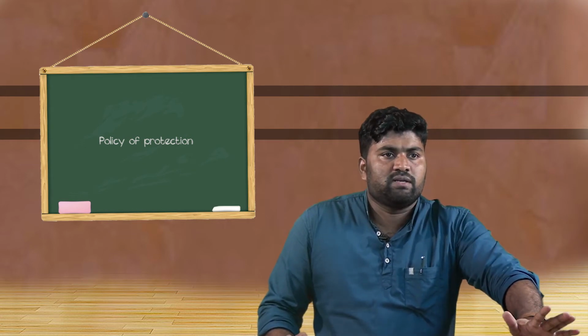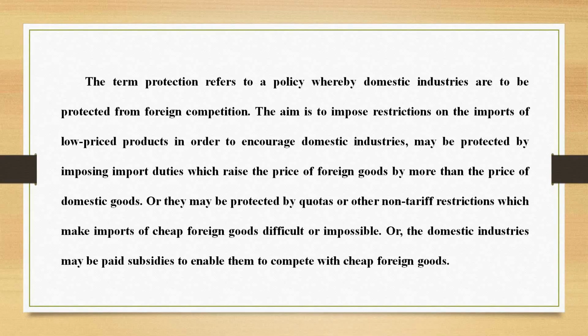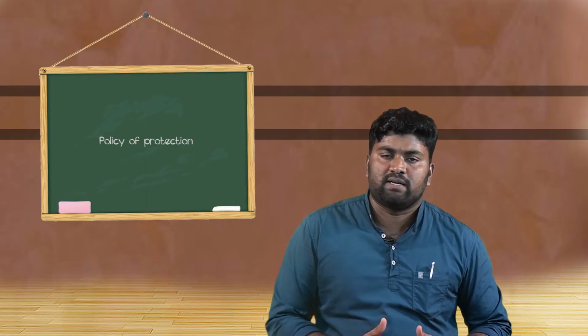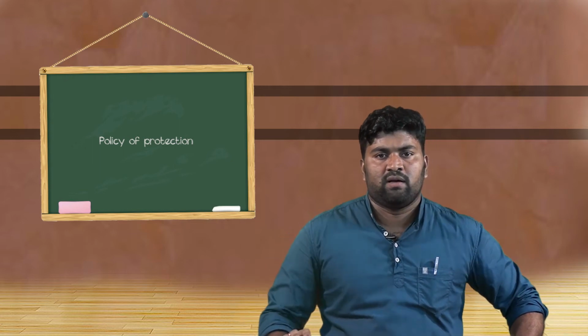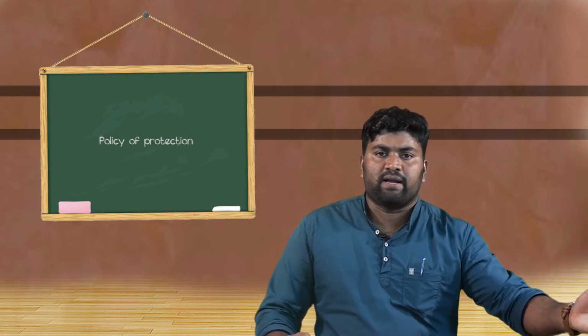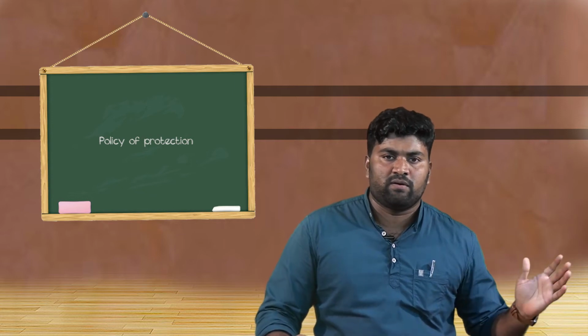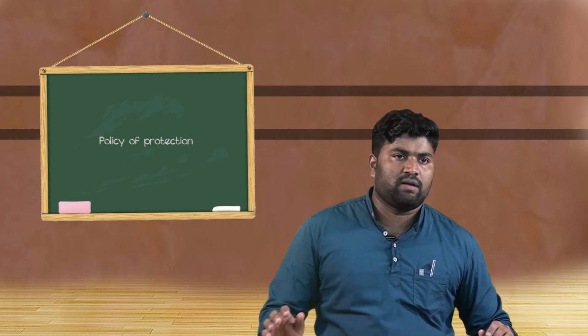Here we go with the slide. The term protection refers to a policy whereby domestic industries are protected from foreign competition. The aim is to impose restrictions on the imports of low priced products in order to encourage domestic industries. The entire slide tells us that whatever protection mechanisms are taken by the government, it is only for the sake of encouraging domestic industries by imposing different kinds of barriers on the movement of foreign goods to the domestic economy.